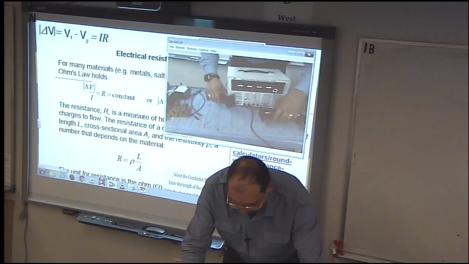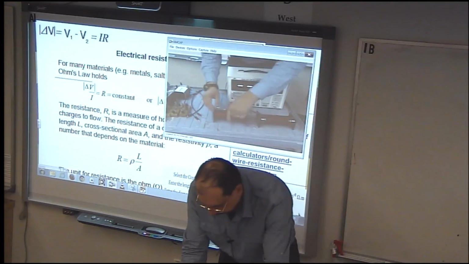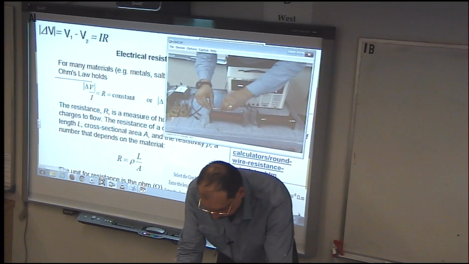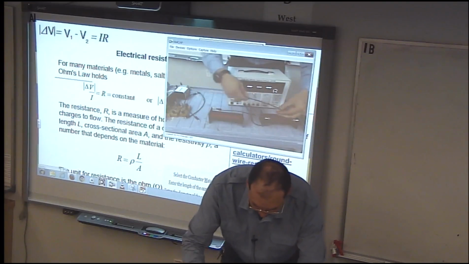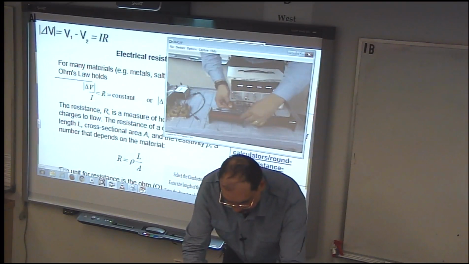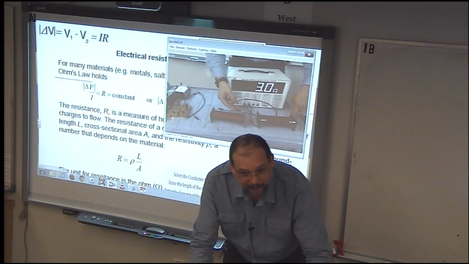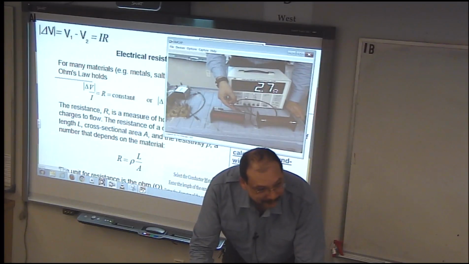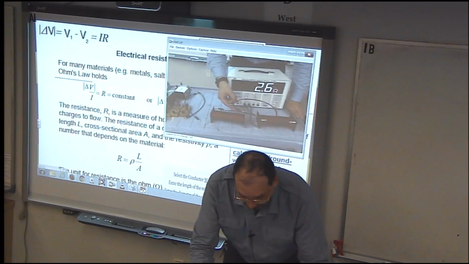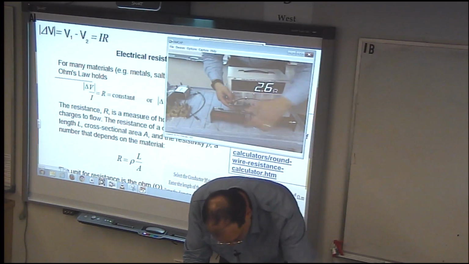If I double the length, what should I expect? Yeah, I have to connect. This connection actually has a name. How do we call it? If one after another. Series, exactly. So I doubled the length, and I see the resistance goes up. Well, not exactly doubled, maybe.